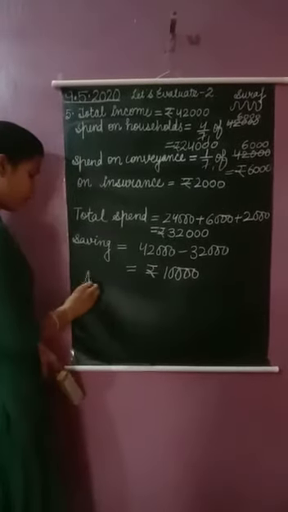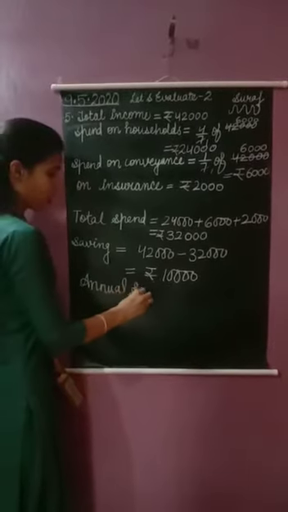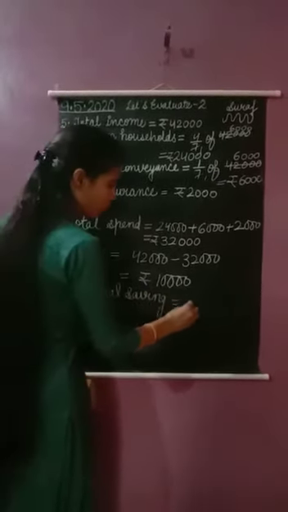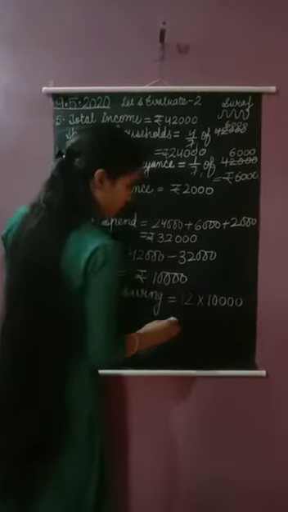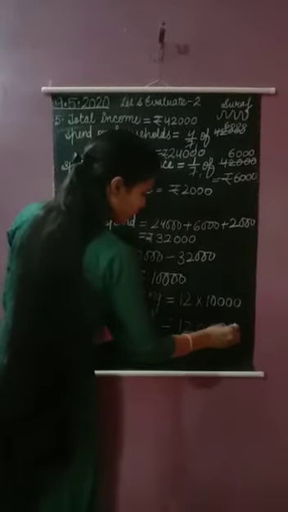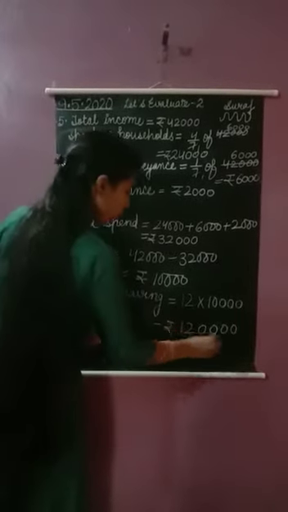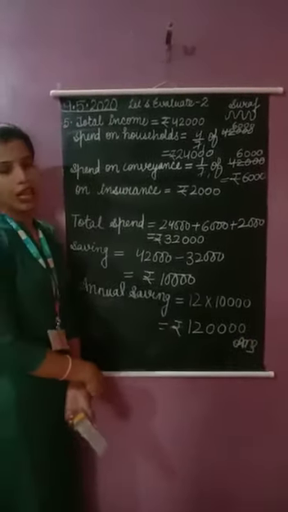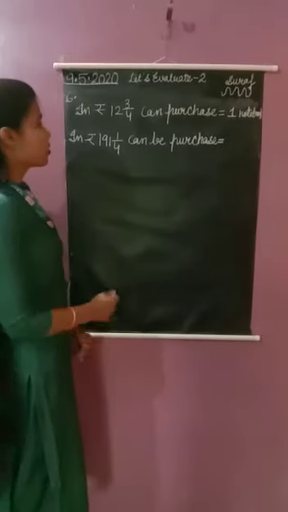We have to find the annual saving, and in 1 year how many months? 12. So 12 multiplied with 10,000, we will get 1,20,000. This is the answer of this question. Annual saving how much? 1,20,000 rupees. Now the sixth question.